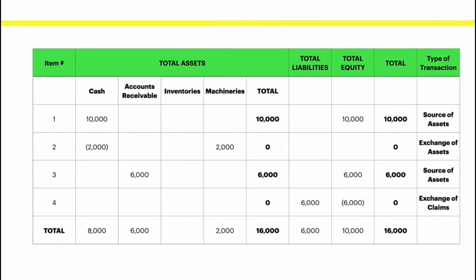Please remember that in exchange of claims, our total assets and the aggregated total of liabilities and equity will not be affected. But there will be a corresponding increase or decrease in liabilities or corresponding decrease or increase in equity.